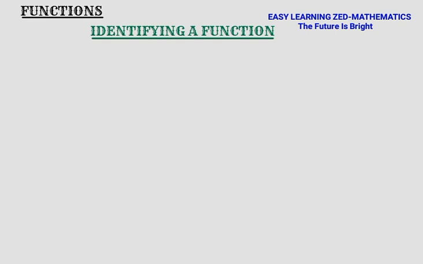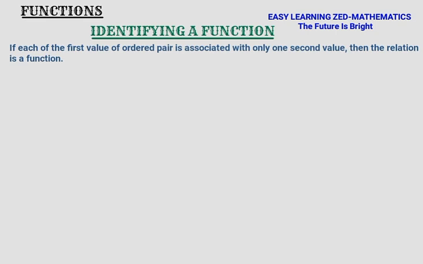If we want to identify a relation which is a function, we need to know something, and that is a definition of a relation which is a function. A function is where each of the first value of ordered pair is associated with only one second value, then the relation is a function. So what we are saying is the elements found in the domain should just associate with one element in the range.